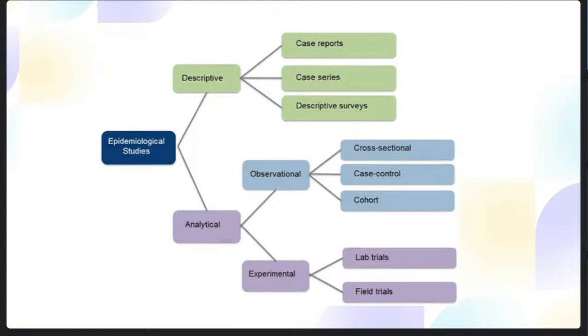So now we have created this tree structure of the studies. There are descriptive and analytical. Descriptive research has three cases: case reports, case studies, and descriptive surveys. Analytical may be observational and experimental. Observational studies have three subtypes: cross sectional, case control, and cohort. And experimental is lab trials and field trials.